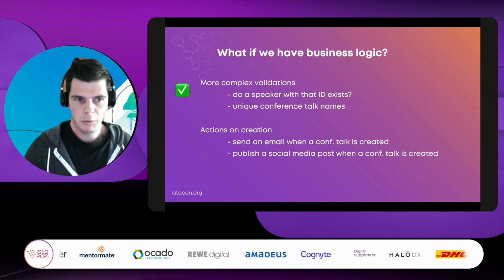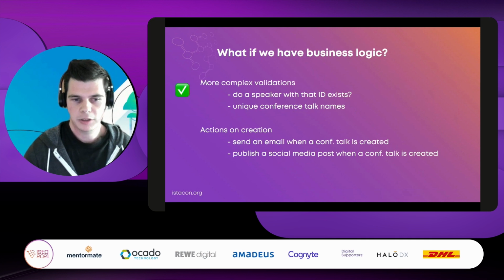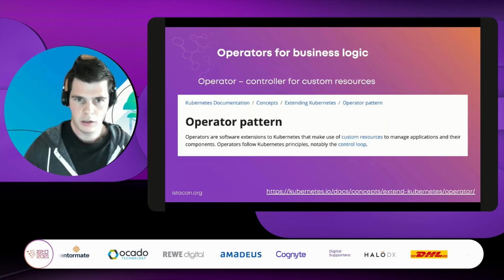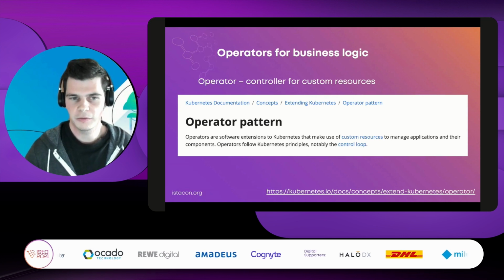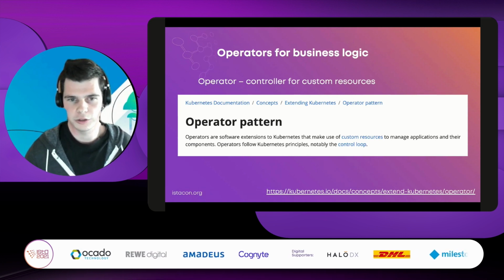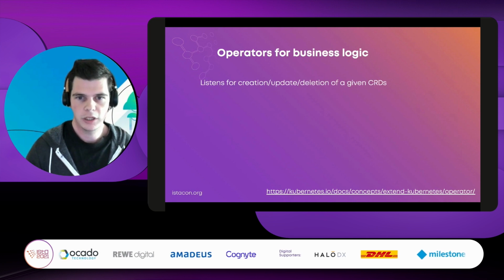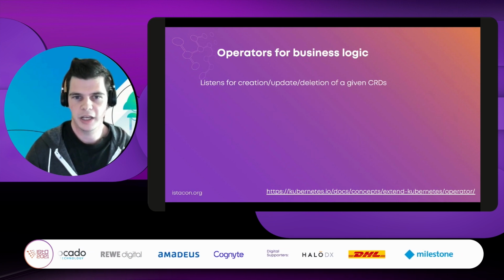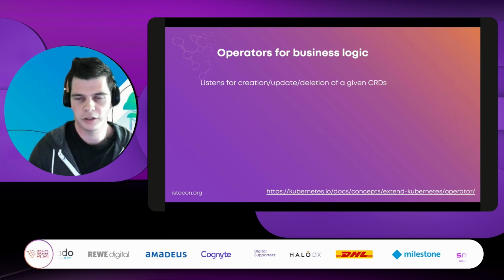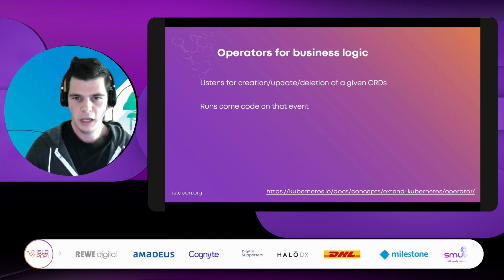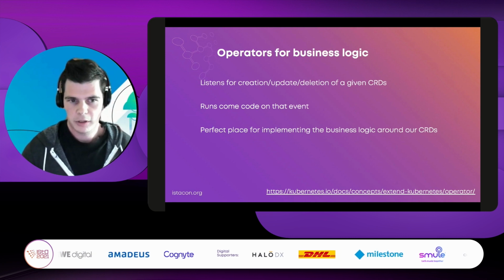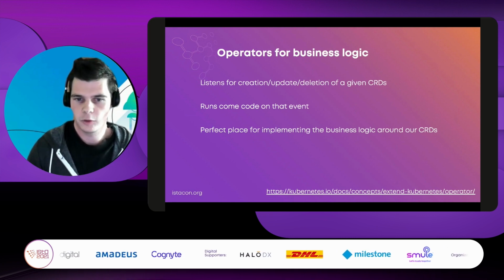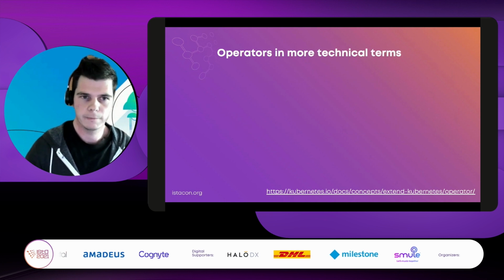Now we know how to do the validation. But what about some post-create actions? For this, we can use operators. An operator in Kubernetes is something like a controller for custom resources. What operators do is they listen for create, update, or delete actions of a given custom resource. And once that happens, they run some code. In our case, this would be the perfect place for implementing the business logic.